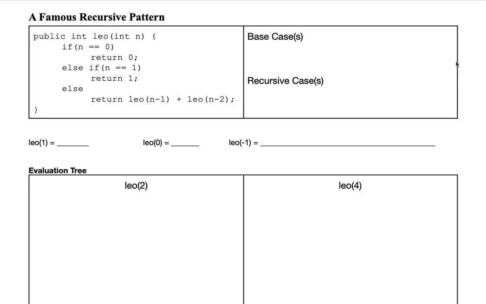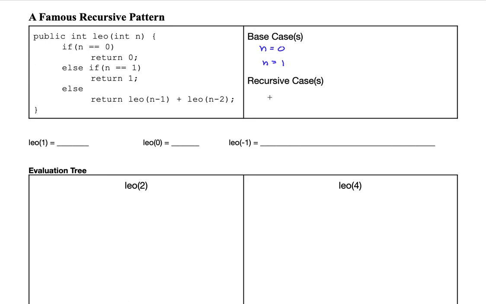So here we're going to look at a famous recursive pattern, which I'm calling the Leo function. First let's identify some features of it. The first is that this one actually has two base cases. When n equals 0, that returns a set value, and when n equals 1. There is a recursive case too.